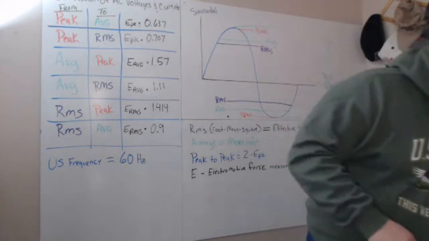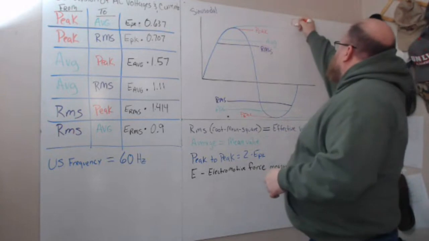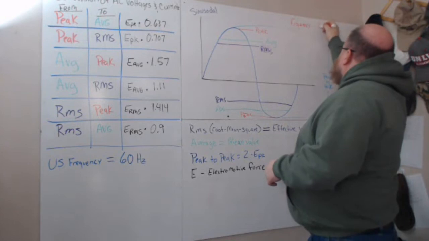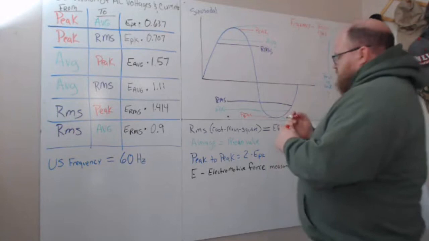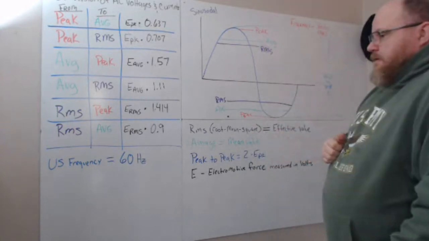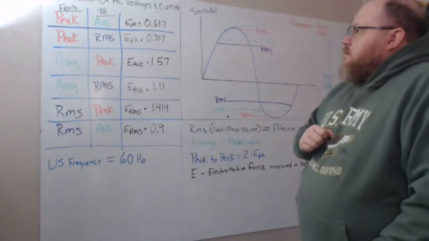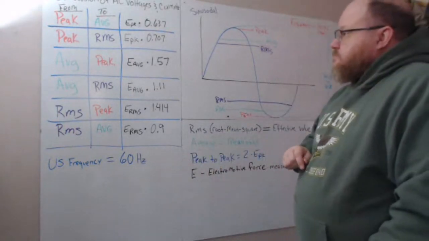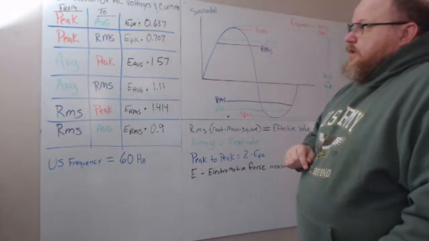I did not write that on the board yet. Let me see. Frequency is measured in hertz. Hz is the abbreviation. When we talk about AC, we have to talk about that. In the US, frequency is 60 hertz, which will come into play later on when we get further into AC. We're calculating inductive reactance, capacitive reactance.